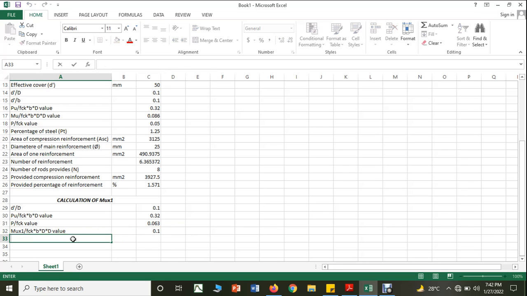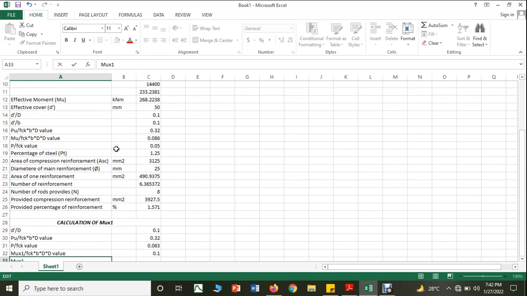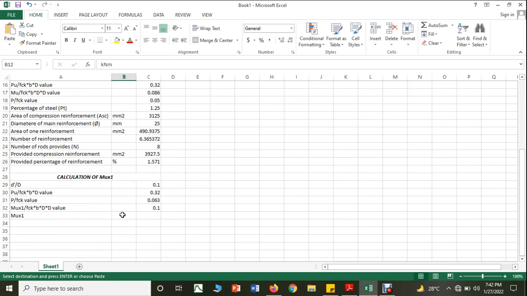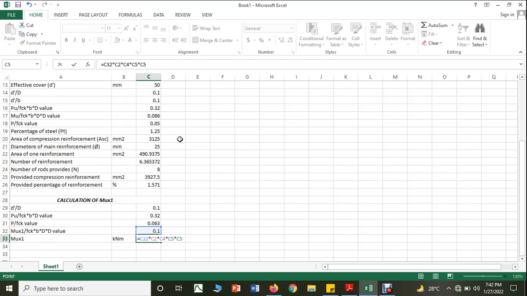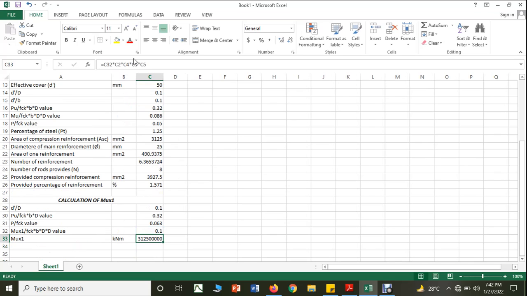So therefore I can get the Mux1 value now. That Mux1 value will be in kilonewton meter, which will be equal to 0.1 into fck into b into d into d, divided by 1000 in order to convert it to kilonewton meter, which will be 312.5. So that will be Mux1.